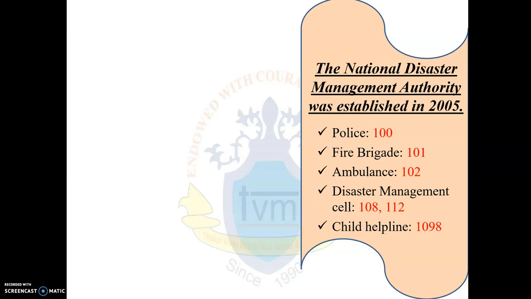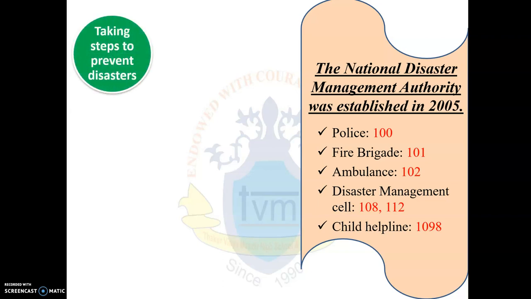There are three functions of the disaster management authority. The first one is taking steps to prevent disasters. We all know that prevention is better than cure. So disaster management authorities provide certain guidelines to prevent disasters from happening. All disasters cannot be prevented, like natural disasters. It is very difficult to prevent natural disasters. But yes, man-made disasters can be tried to be prevented by taking certain precautionary measures.